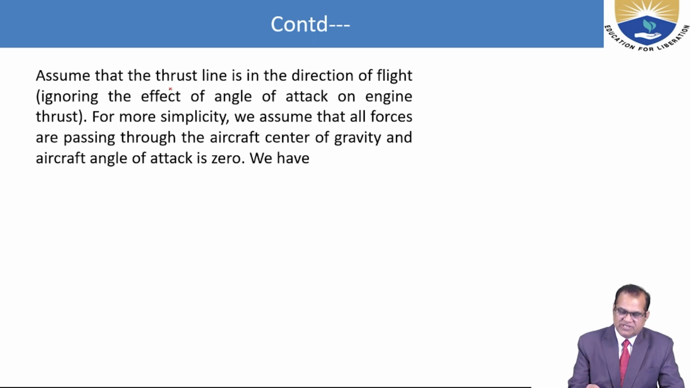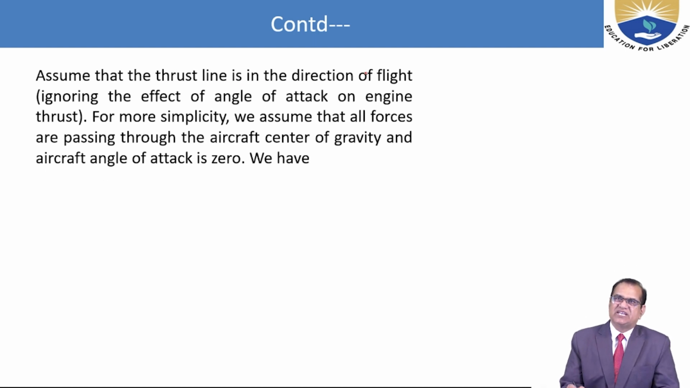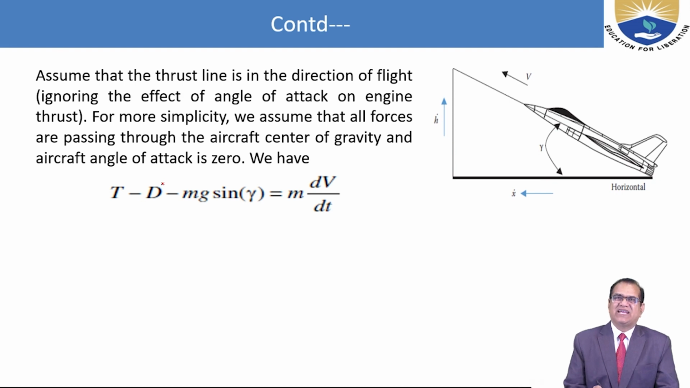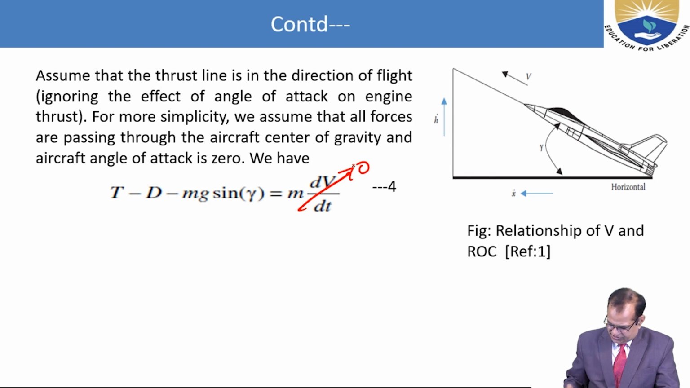So assume that the thrust line is in the direction of the flight, ignoring the effect of angle of attack on the engine thrust. For more simplicity, we assume that all forces are passing through the aircraft's center of gravity and the aircraft angle of attack is 0. So if alpha is 0, it is 0, like this. So we can say that T minus D minus mg sin gamma is equal to m dV by dt. And if the acceleration is 0, we can write that this is also 0.